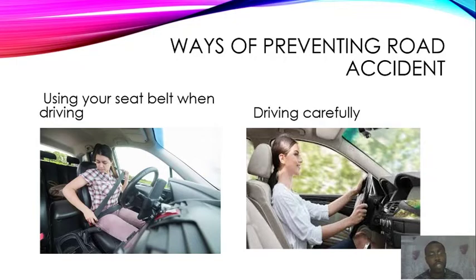Now the reason for the seatbelt is to prevent you from having an impact in case there's an accident. It is to prevent you from hitting the steering, or hitting yourself on the glass or the dashboard. So it is one of the ways of preventing road accidents. Now the next one is driving carefully.